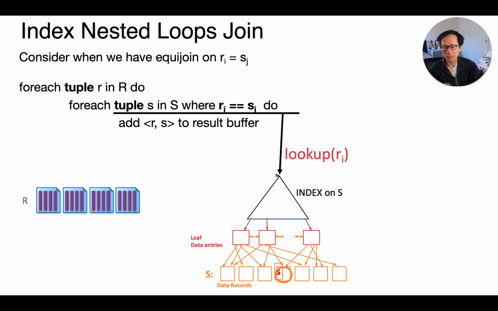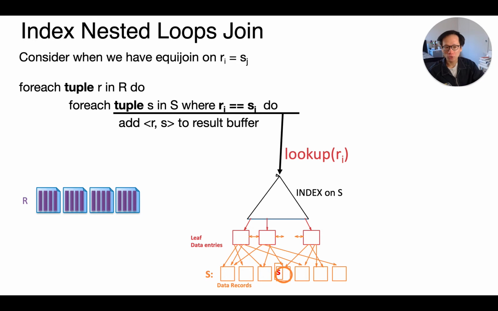It looks like this. For each tuple little r in table R, and for each tuple little s in table S that matches, return the result of the pair. Now the magic, of course, is in that inner loop, where we only look at tuples from S that match. How do we do that? Well, we do that via looking up in an index.